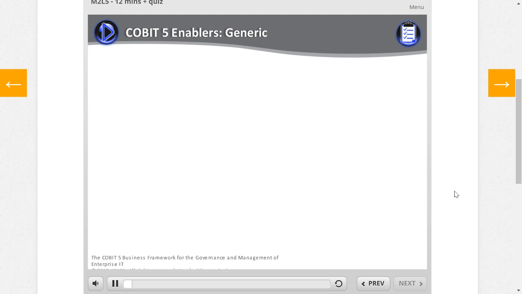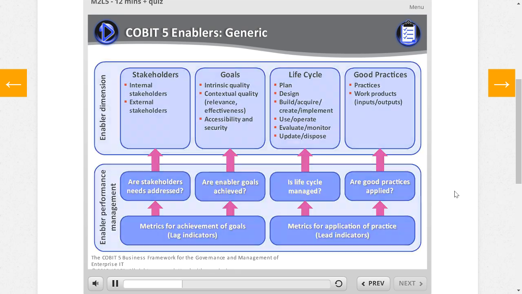Our next topic is COBIT 5 Enabler Dimensions. Each enabler has a common set of aspects or dimensions that allow the enablers to be managed successfully and consistently. The diagram on your screen illustrates the 4 generic enabler dimensions: stakeholders, goals, life cycle, and good practices.